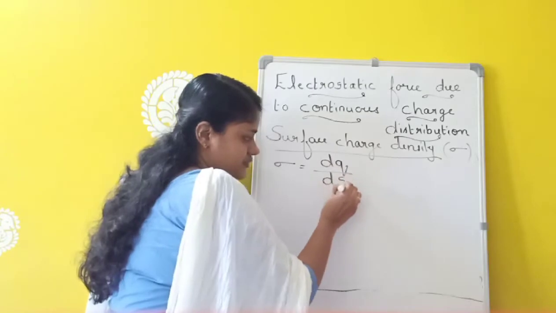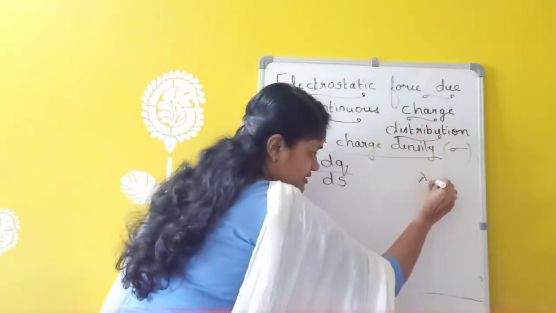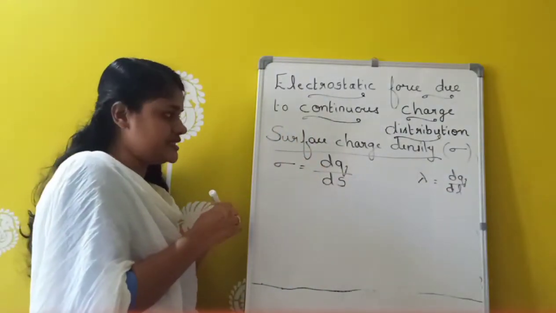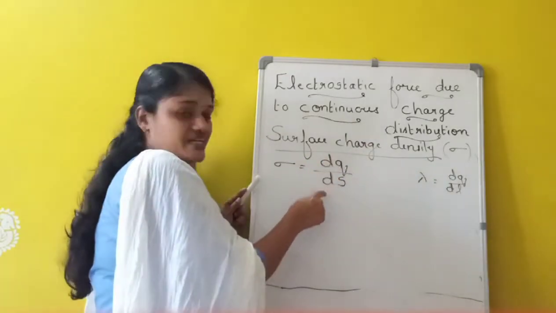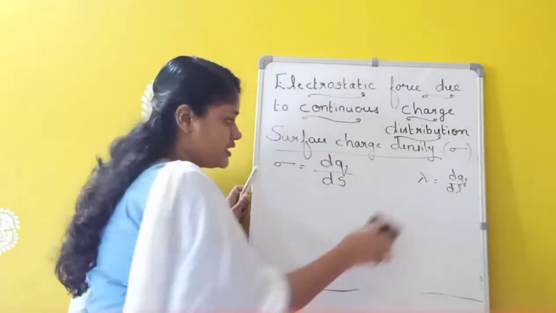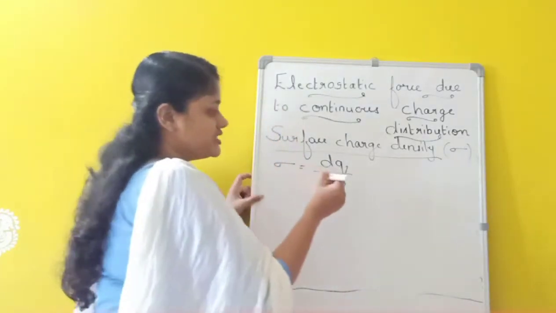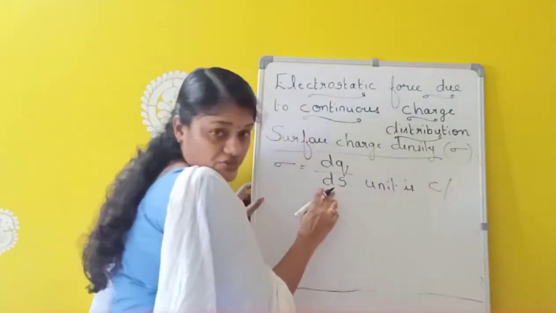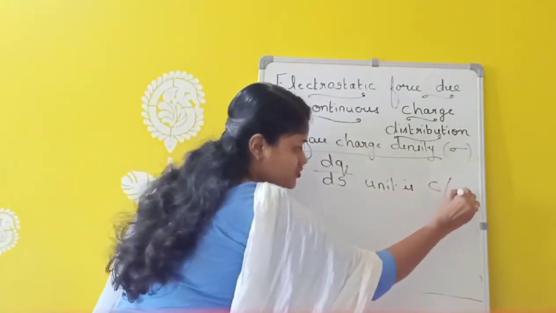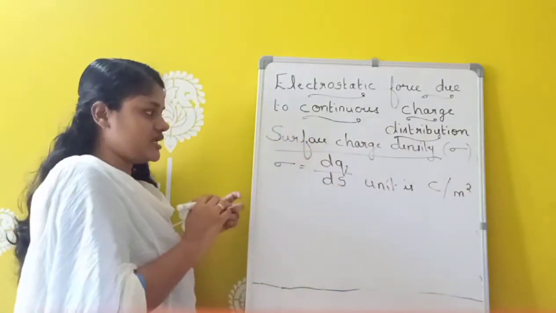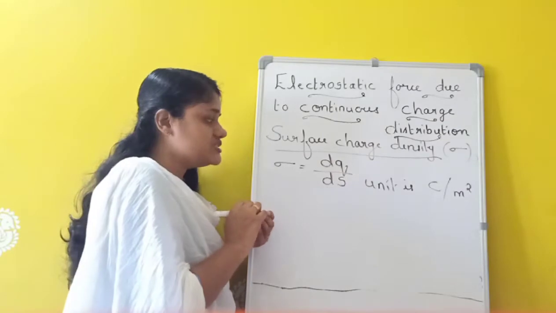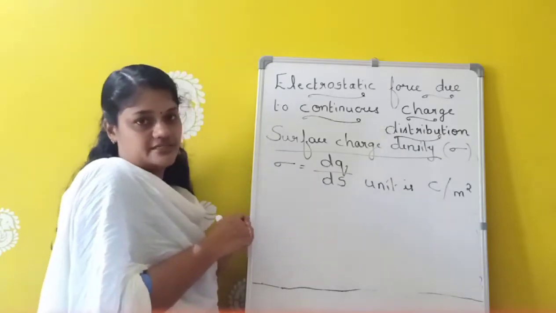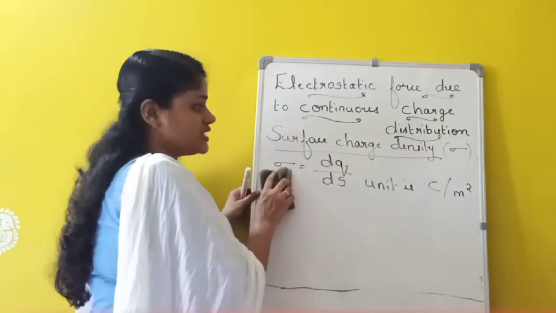dq by ds. Lambda, I told you, lambda equals dq by dl, that is charge per unit length, called linear charge density, and surface charge density sigma equals charge per unit surface, dq by ds. Now what may be the unit here? Unit is coulomb per surface area, and the unit of area is meter square. So the unit of sigma is coulomb per meter square. And what is sigma? Surface charge density. It is the charge per unit surface area. And similarly, we have to derive the formula for electrostatic force.